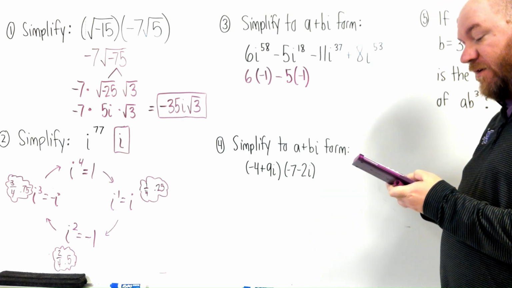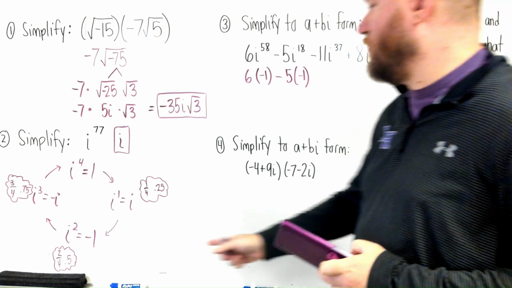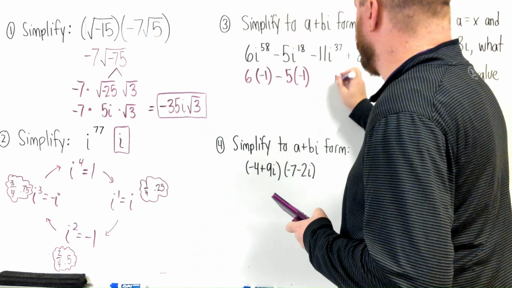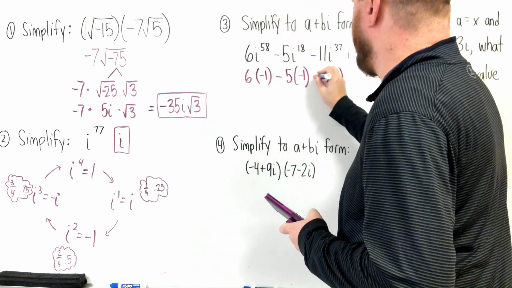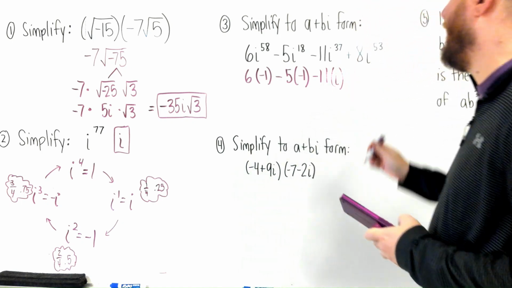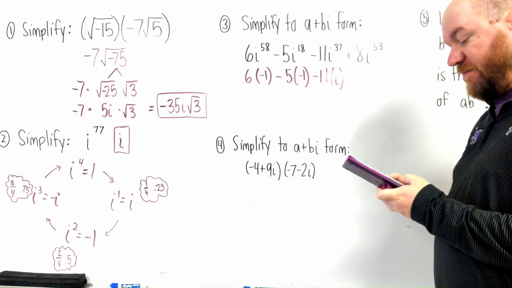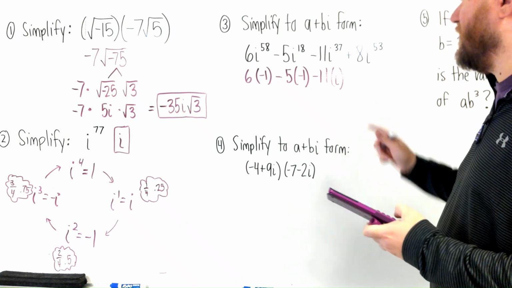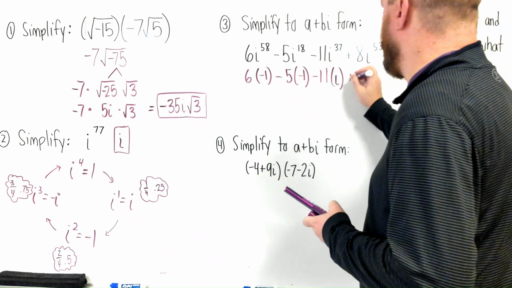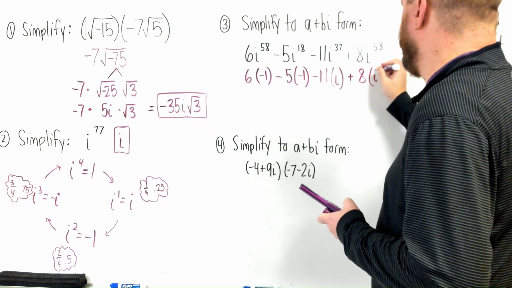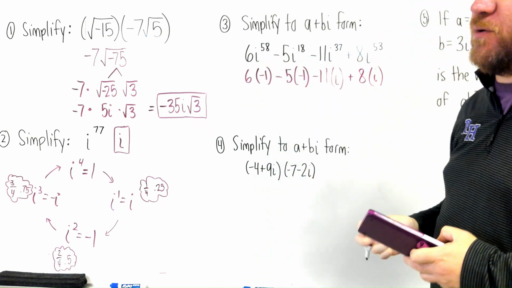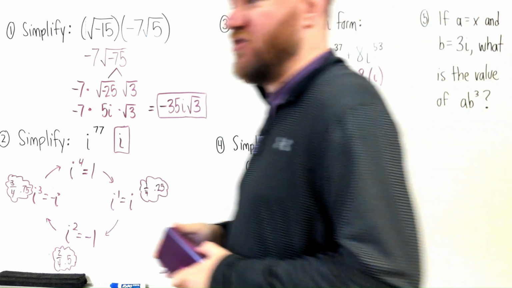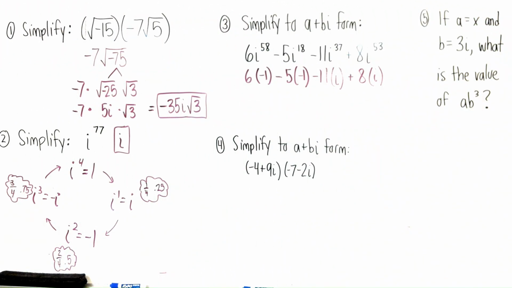37 as an exponent divided by 4 would be 0.25. That means that i to the 37th is just i. We'll bring that 11 along. And then 53 divided by 4 is 13.25. That one also just ends up staying as an i. So all these huge exponents can just be simplified by dividing them all by 4 and then checking to see what the remainder is.